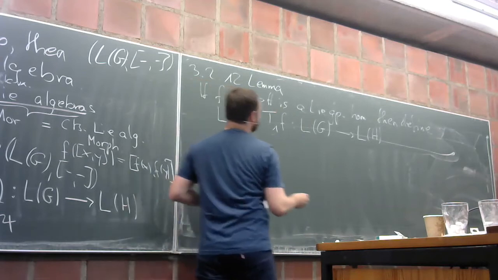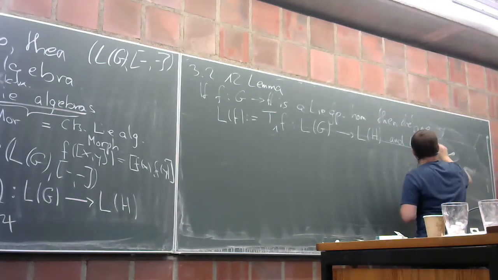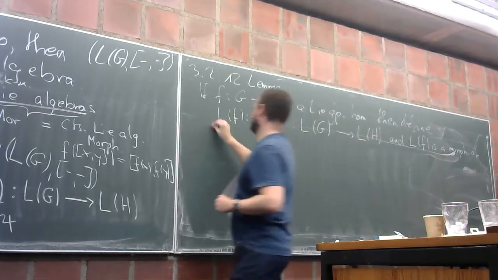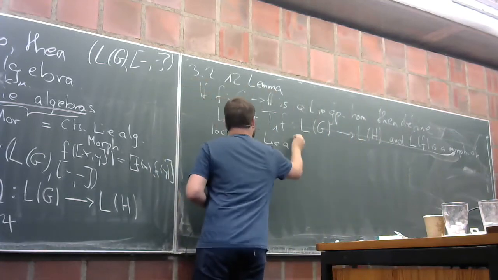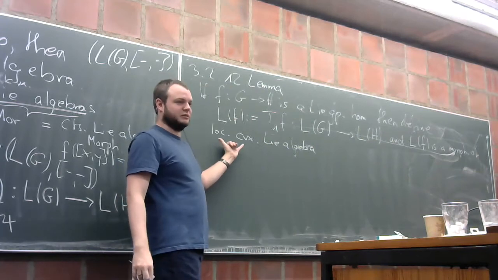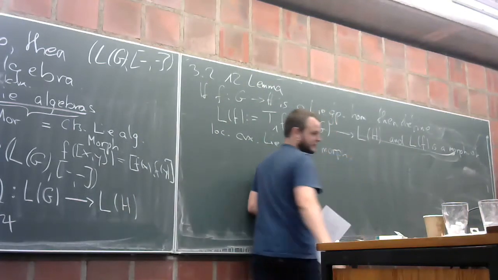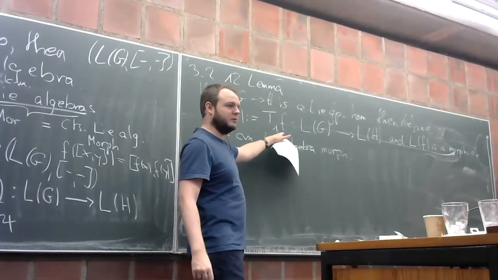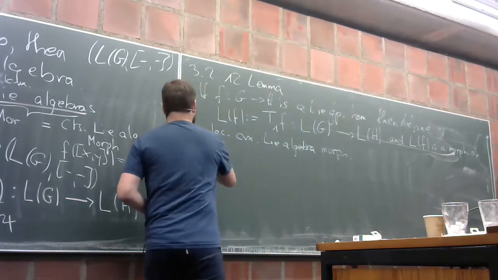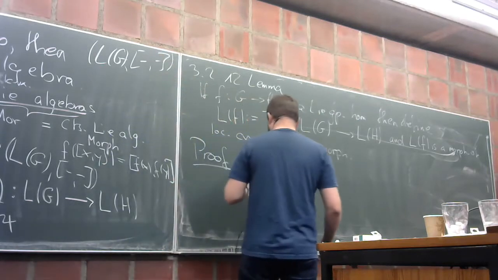So L of f is a morphism of locally convex Lie algebras. Usually I will always say it's a Lie algebra morphism, and I'm just stressing the locally convex again because continuity is important. So it's a locally convex Lie algebra morphism if on one hand it's a Lie algebra morphism and it's continuous. Continuity and linearity are clear basically from the construction because we know that the tangent map at one point is continuous linear. And so we basically have to prove that this respects the Lie bracket. Okay, so let's take a look.